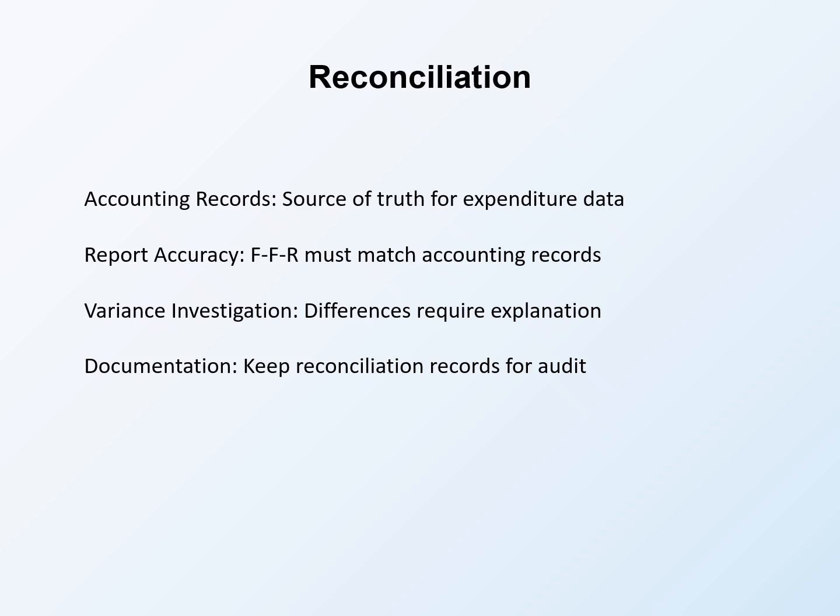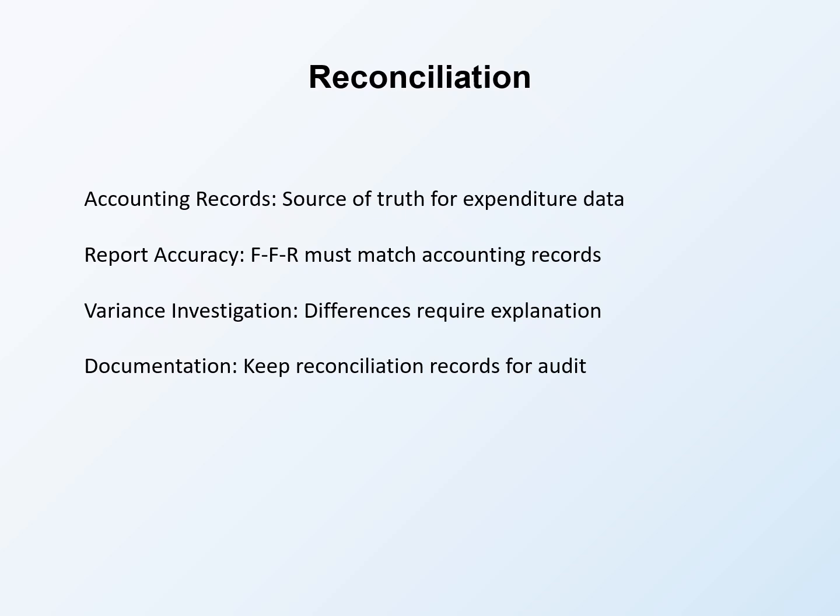Accounting records are the source of truth for expenditure data. Your general ledger, grant accounts, and detailed transaction records should support every number on your FFR. Start with accounting data when preparing reports. Report accuracy requires that FFR data matches accounting records. The amounts you report should reconcile exactly to your books. If your accounting system shows $100,000 in personnel expenditures, that is what you report.